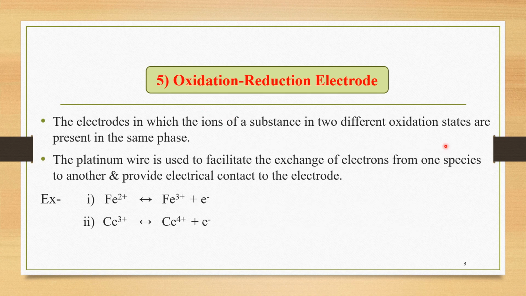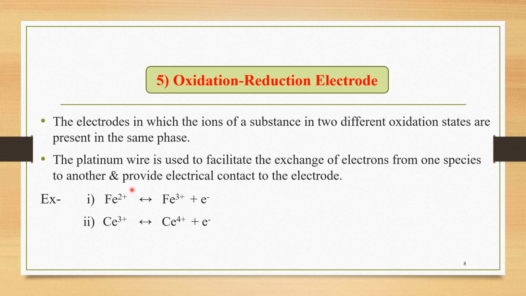The last important type of electrode is the oxidation reduction electrode. These are electrodes in which the ions of a substance in two different oxidation states are present in the same phase. So this type of electrode is called the oxidation reduction electrode. The platinum wire is used to facilitate the exchange of electrons from one species to another and to provide electrical contact to the electrode. In this case, a platinum wire is always used for electrical communication.